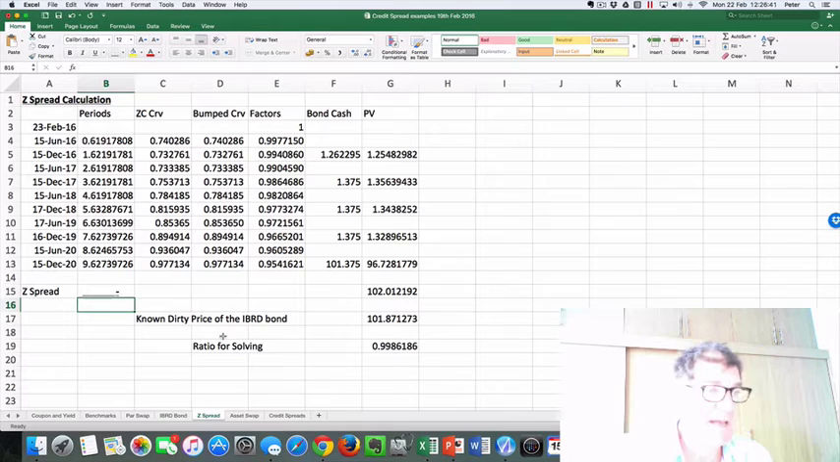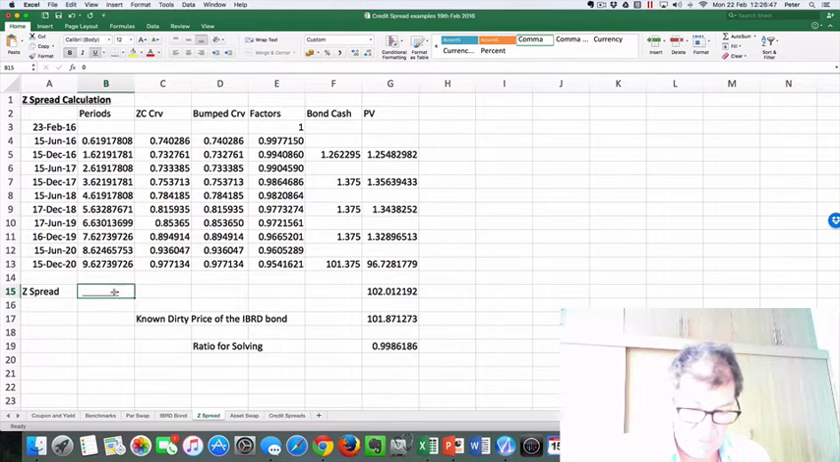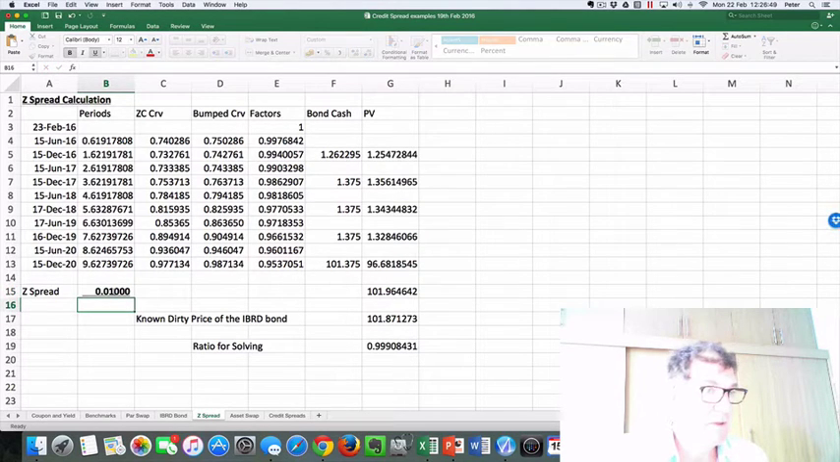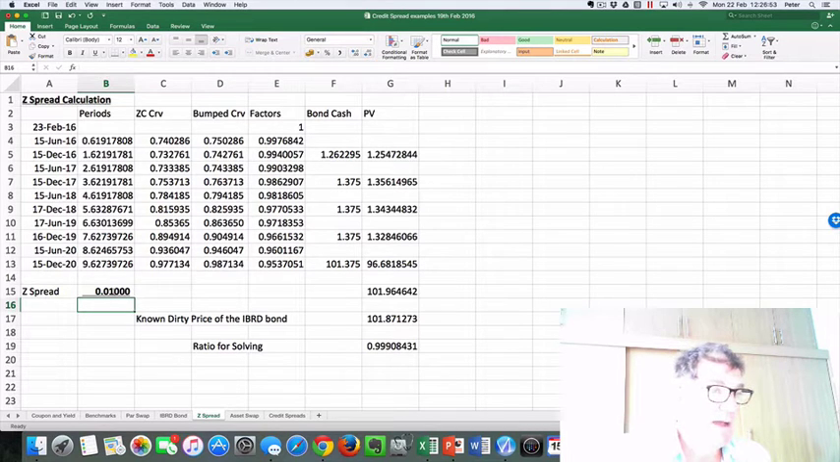moment, of bumping the zero curve. That is to say, adding an increment to it. So perhaps I want to add a basis point to it. So 0.977 becomes 0.987 and so on. And I calculate the value of the bond just as I did on the first sheet. Notice the factors are simply the other way up.